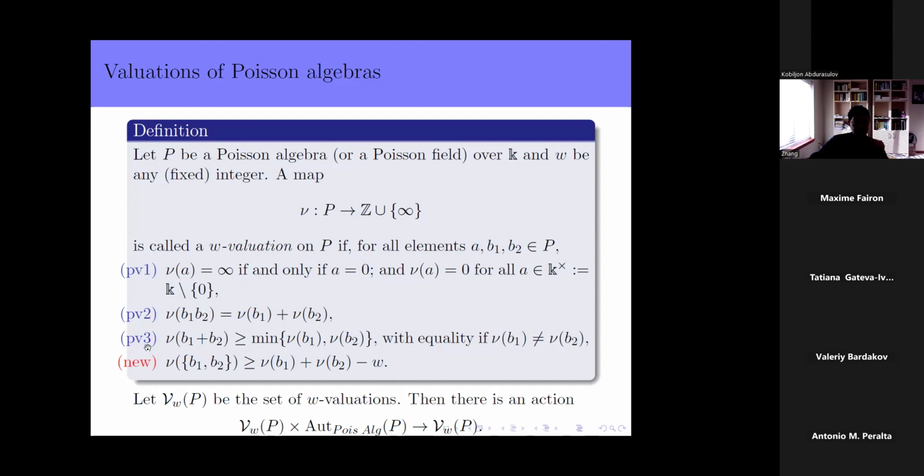The first three conditions are just the usual valuation axioms. The last one involves the Poisson bracket. Since the valuation is algebraic invariant, we can have an action of the Poisson algebra automorphism group on all the W valuations. So we have this action, and most of the proofs of the later results will be based on this fact.